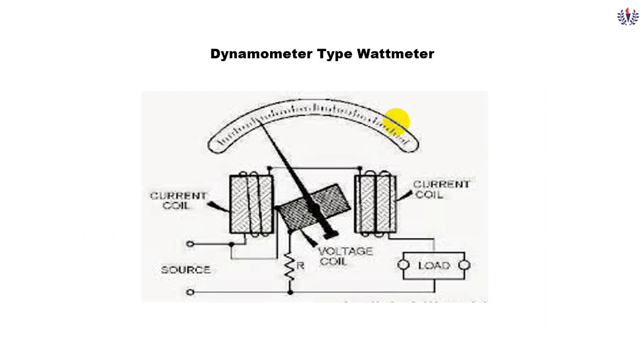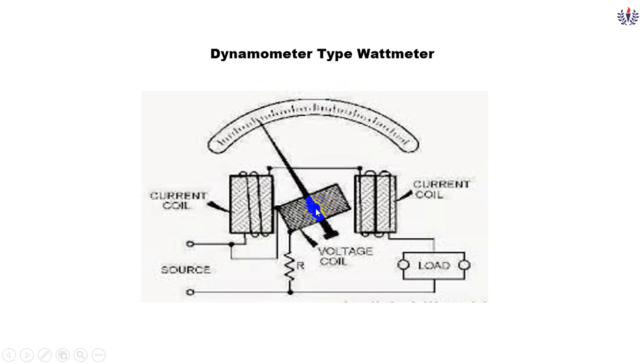This diagram proves that. Here you can see the current coil, which is connected in series across the load, and this is the moving coil. It is connected parallelly across the load. Here this moving coil or voltage coil is fixed in a pivot. That pivot is in turn connected to the pointer. The pointer is moving on the scale where power can be measured.